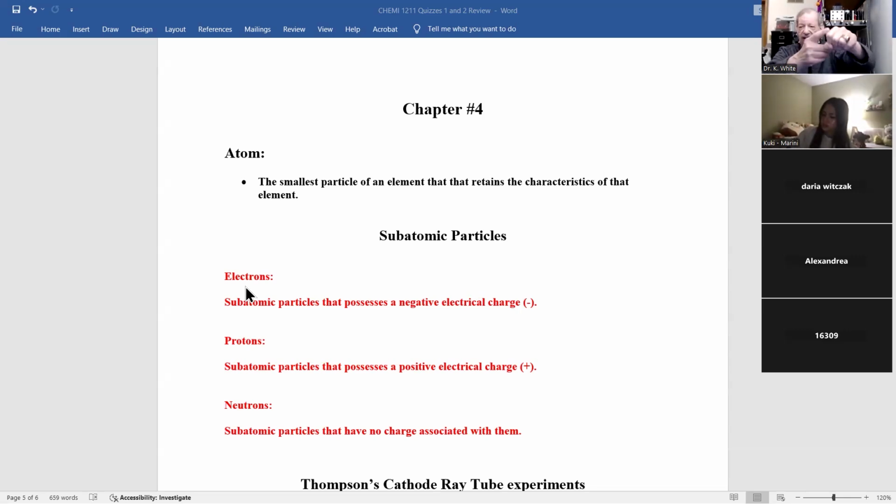My ring is made out of gold. It's an older ring, so it's expensive, real gold. And if I were to take one atom of gold, an element, that would have all the characteristics of any other gold you have. Now, what makes up the atom?